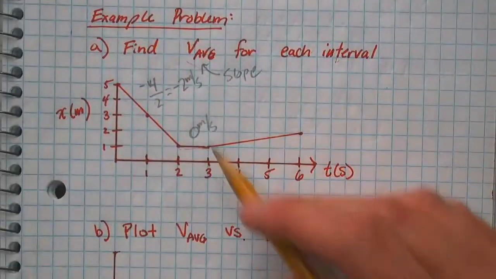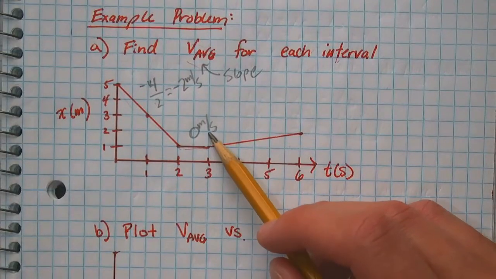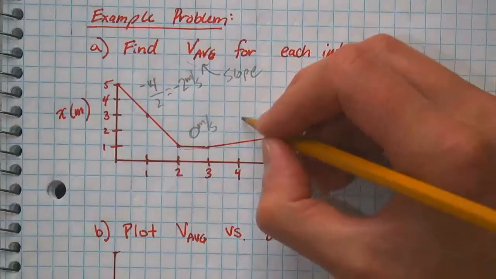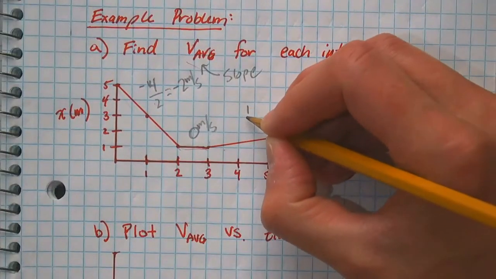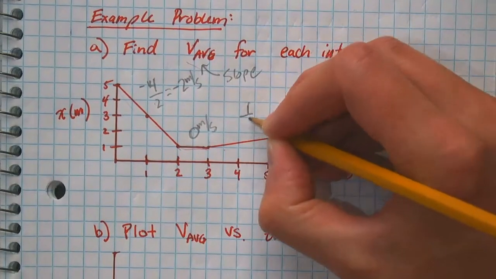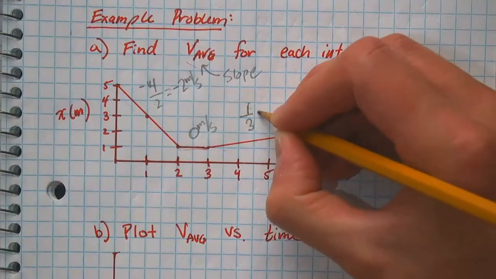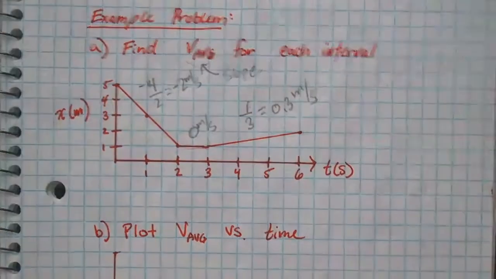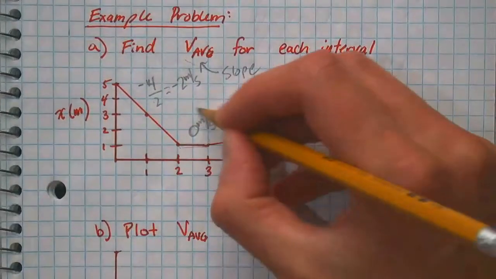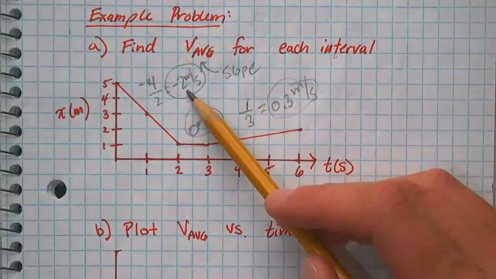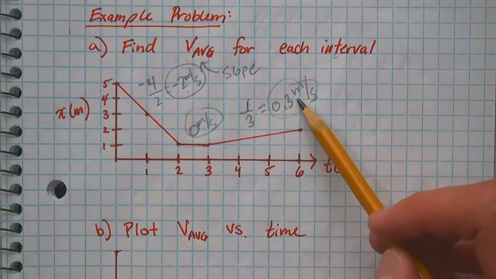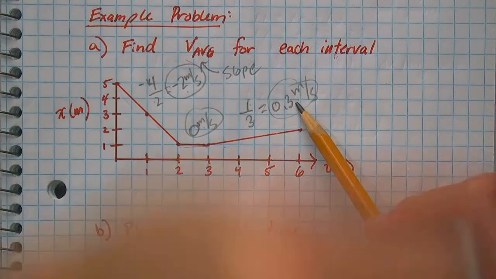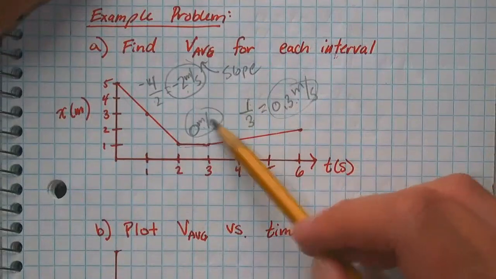And this part is going to go up 1 over 1, 2, 3. So that's going to be up 1 over 3. So 1 divided by 3, rise over run, which is going to give you 1/3 or 0.3 meters per second. Okay, so these are our three velocities here: -2 meters per second, 0 meters per second, and positive 0.3 meters per second. So those are the average velocities for each time interval.